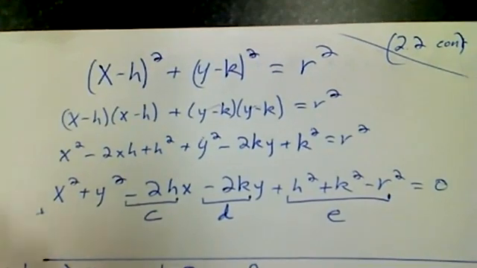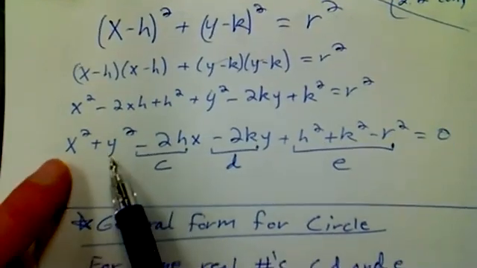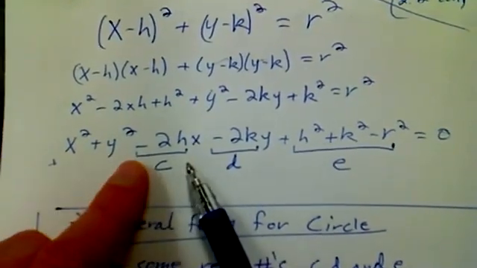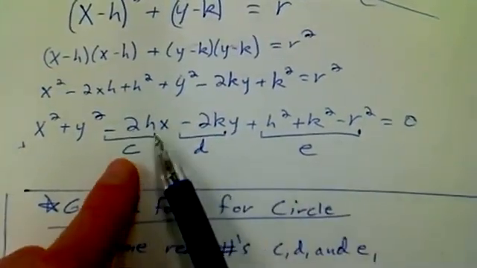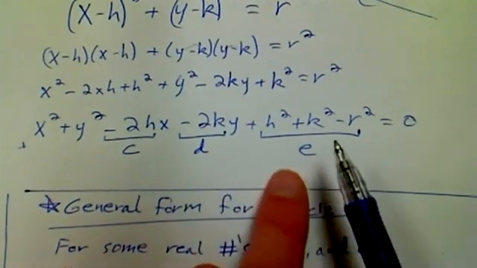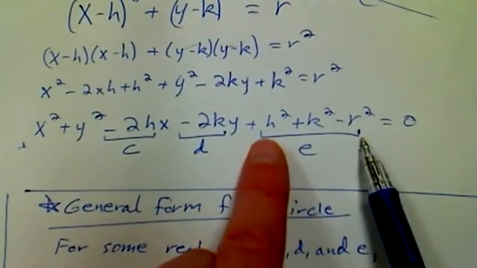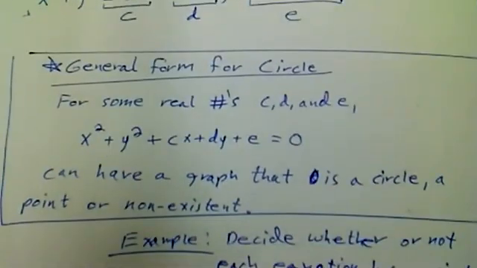Okay. So why am I doing this? Well, we get down here, I move the r squared over, and I'm just grouping up certain things so I'm going to be able to get kind of a formula out of it. So I'm going to call negative 2h c, negative 2k d, and h squared plus k squared minus r squared e, and it's all going to be equal to 0. What we call this is the general form for a circle.